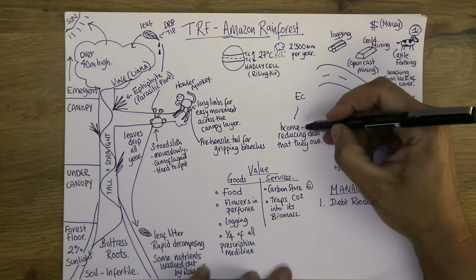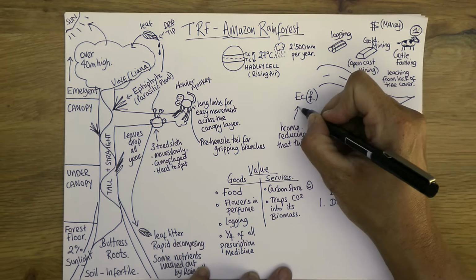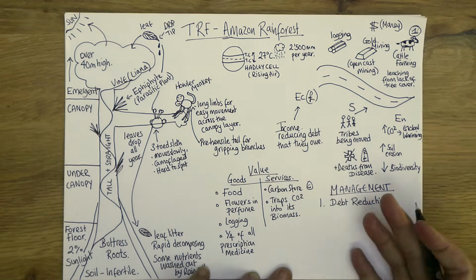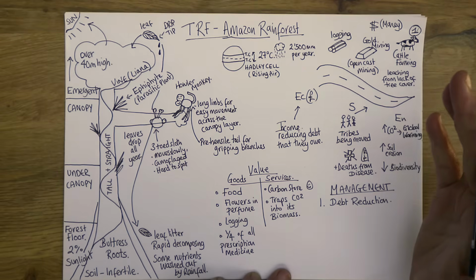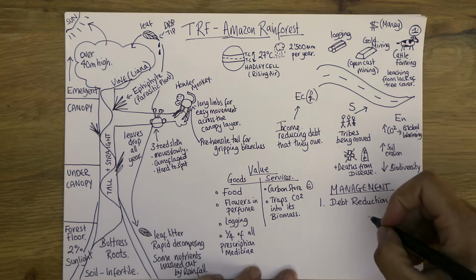Now remember, one of the main reasons we talked about for economic, was actually that they're trying to get this income to reduce debt that they owe. Many of these countries are actually struggling for money. It's not that they're chewing up the rainforest because they want to. They often don't seem to have another choice. So debt reduction is huge, okay?